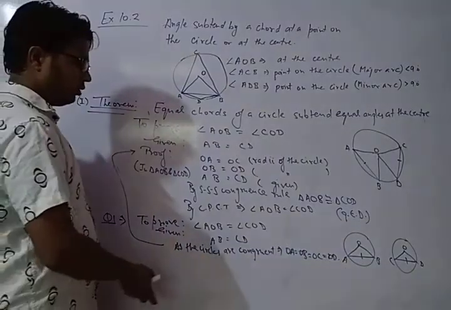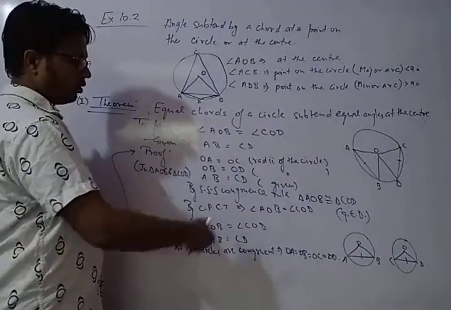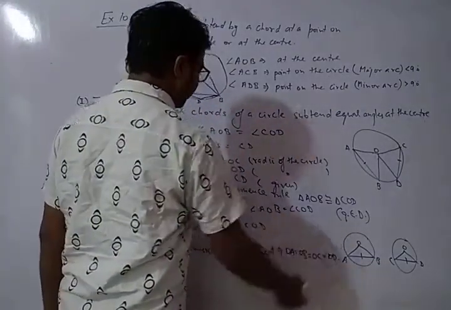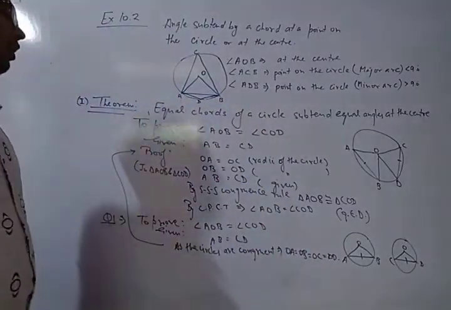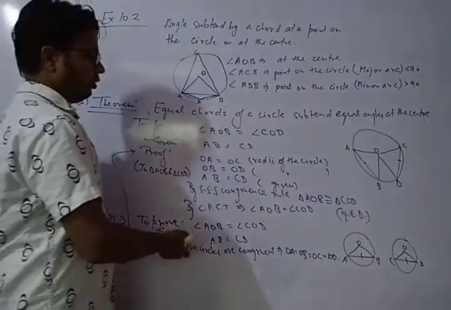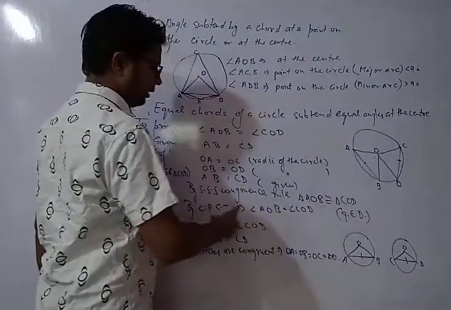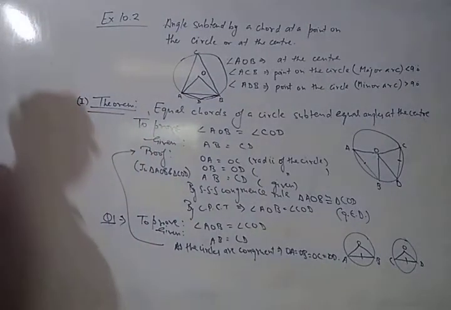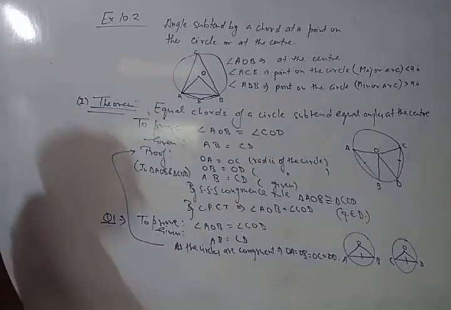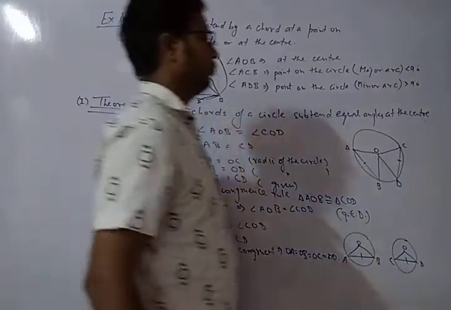OA is equal to OC, OB is equal to OD as you have written here, and AB is equal to CD, that is given. Now by the SSS congruency rule, the triangles are congruent, and by CPCT, angle AOB is equal to angle COD. Clear about it? Now we will see theorem number 2.